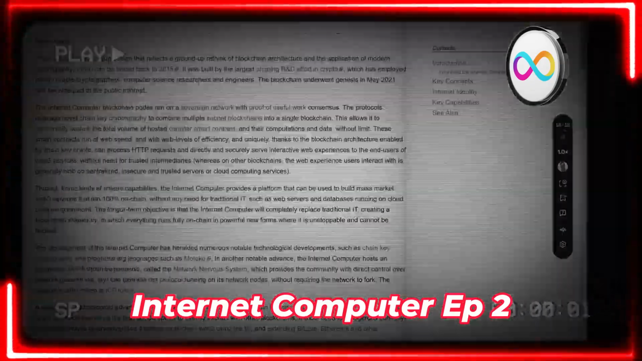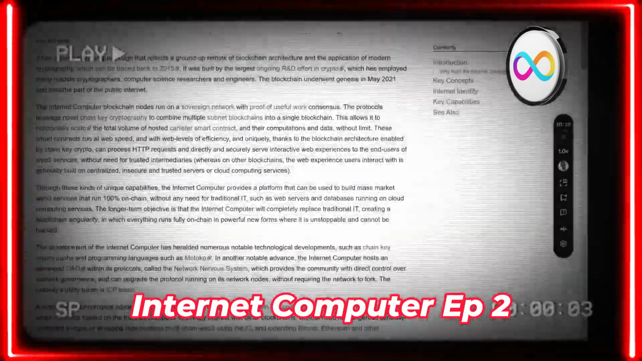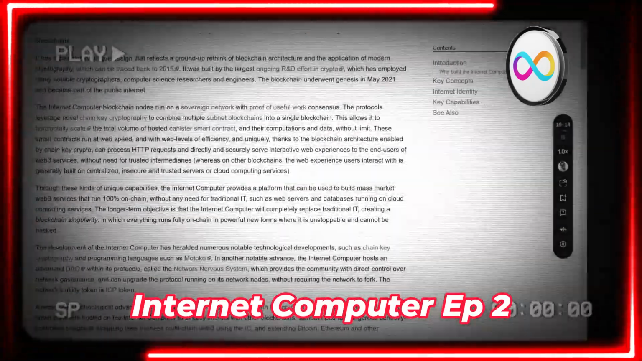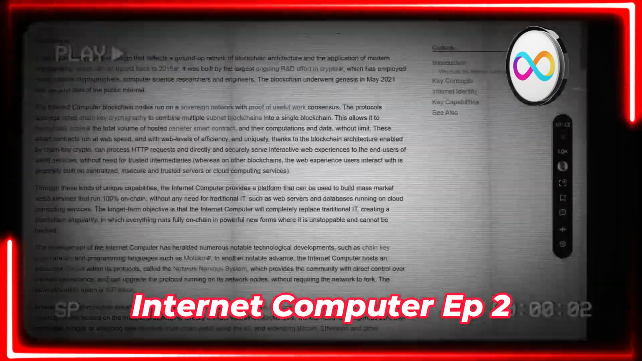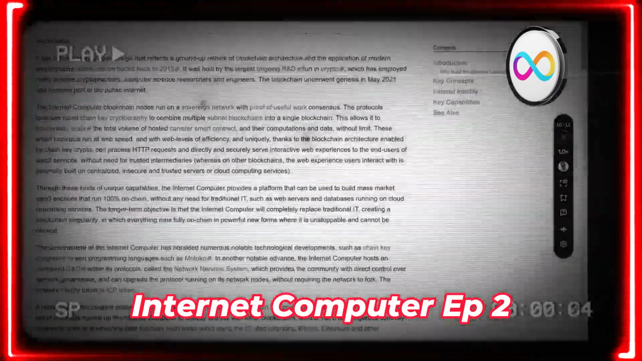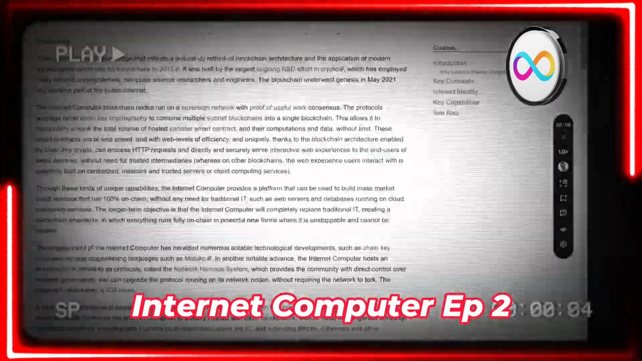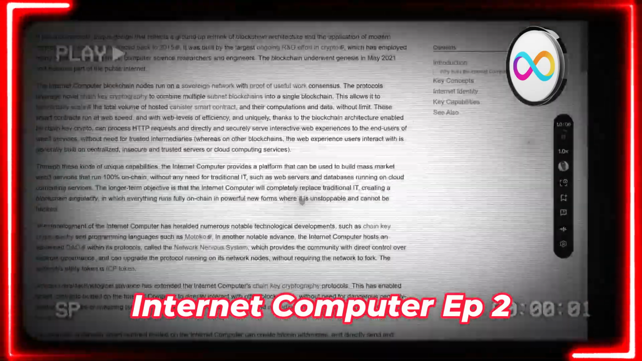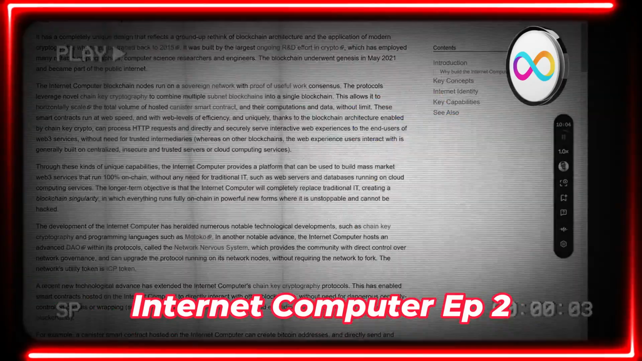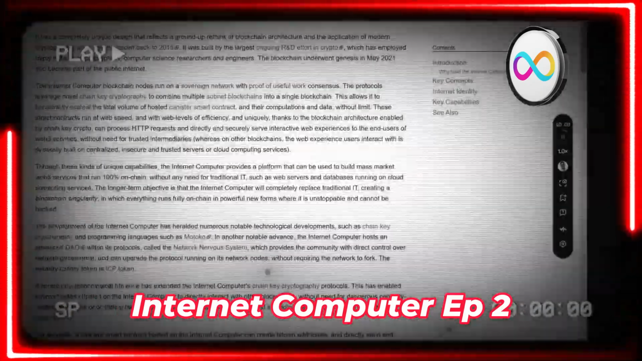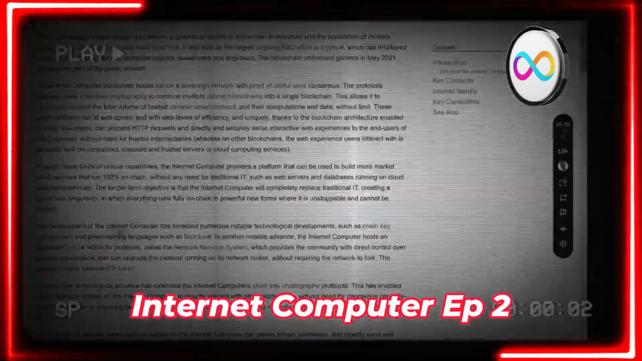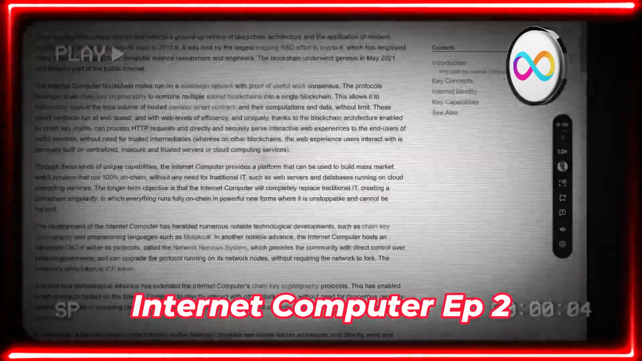Through these kinds of unique capabilities, the Internet Computer provides a platform that can be used to build mass-market Web3 services that run 100% on-chain, without any need for traditional IT, such as web servers and databases running on cloud computing services. The longer-term objective is that the Internet Computer will completely replace traditional IT, creating a blockchain singularity, in which everything runs fully on-chain in powerful new forms where it is unstoppable and cannot be hacked.